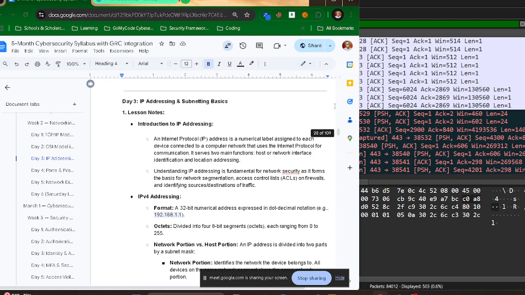Any other question before we move on? No. Okay. So IP address. IP addressing and subnetting basics. So what is an IP address?